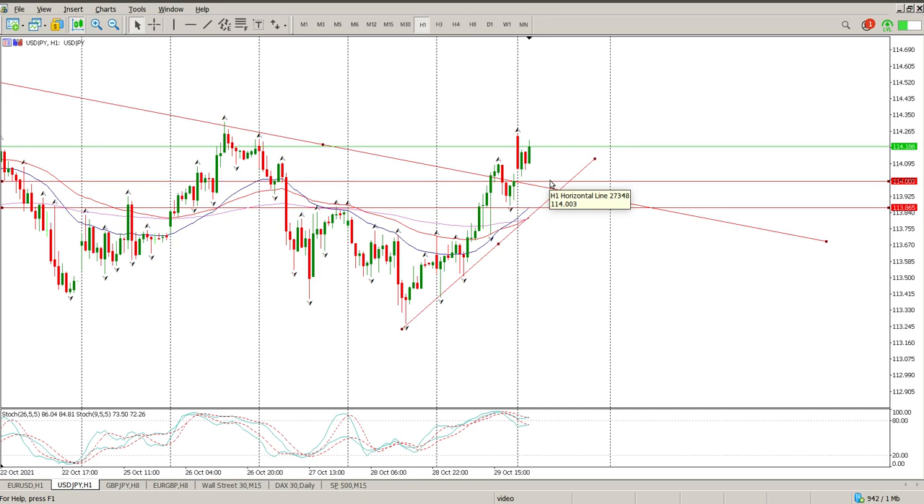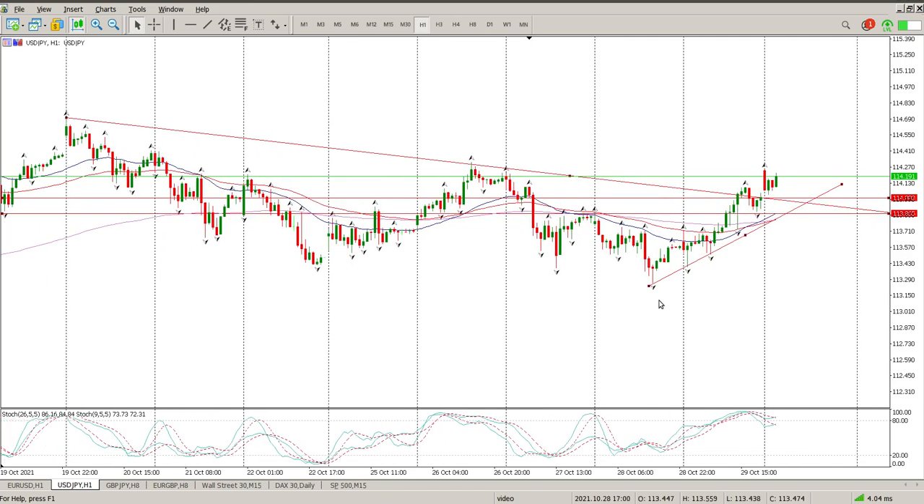So somewhere between 114 and 113,865, you're looking for a pullback into there. You're looking for a bit of structure. You're looking for pin bars, engulfing bars, or inside bars off one of these levels, and that will give you your trigger for looking for a move to the upside, another long.